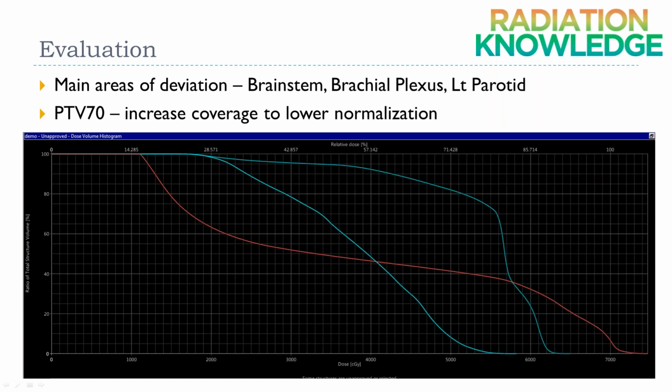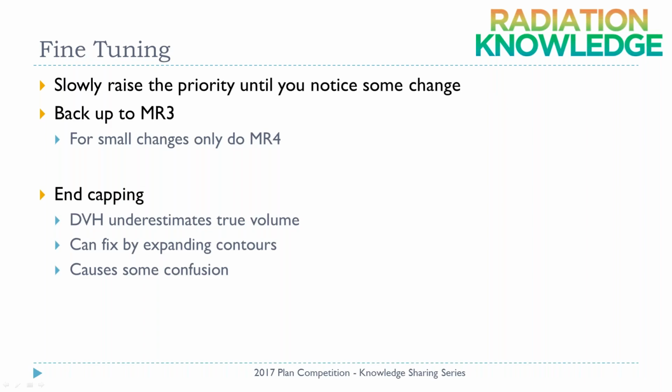And so when I went and evaluated my PTV, there were three normal tissues that weren't very well covered, so they would have been pretty far outside of the scoring metric. That's the brainstem, the brachial plexus, and the left parotid. All of these are either touching or inside of PTVs. And then also the PTV70: if I increase the coverage, I wouldn't have to normalize it as much. So going back in, these are the four areas I focused on.